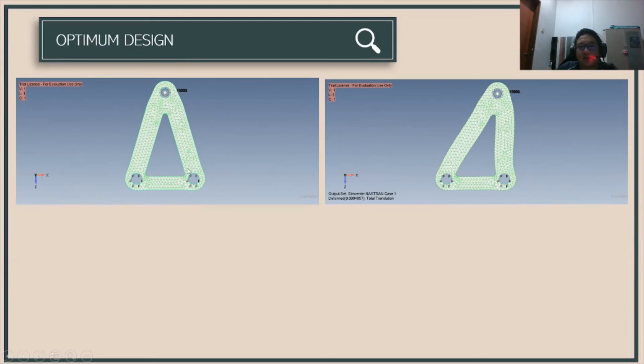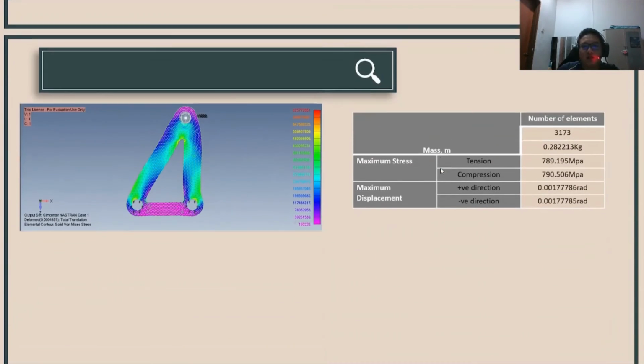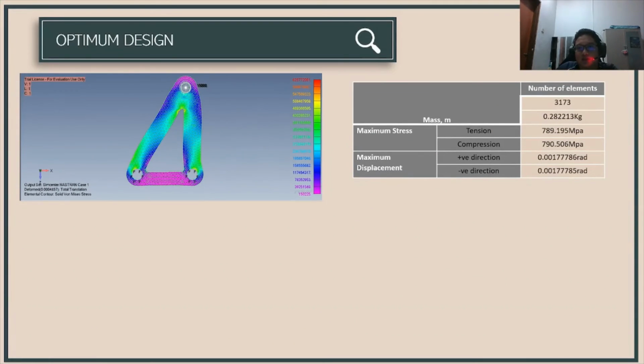The force applied and also the fixed points are still the same, so this will be the deformation shape after the force is applied. The maximum stress in tension we get 789.195 megapascal. For compression we get 790.506 megapascal. For maximum displacement, in the positive direction we get 0.0017786 radian, and in the negative direction we get 0.001778785 radian.